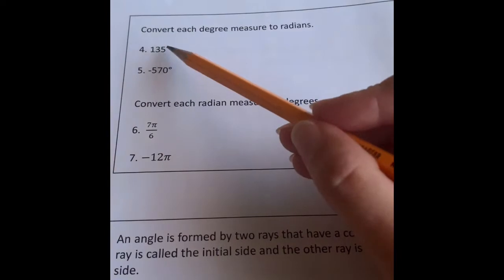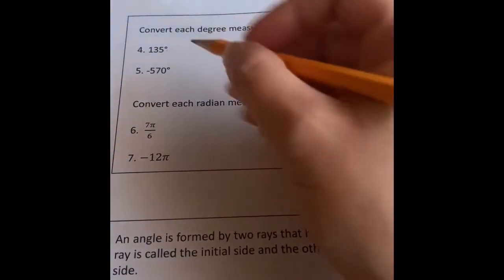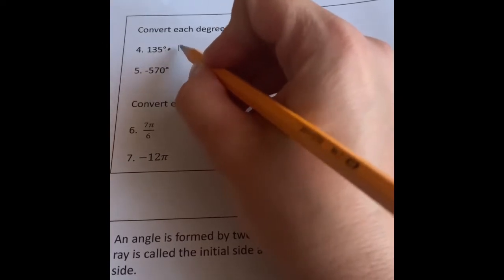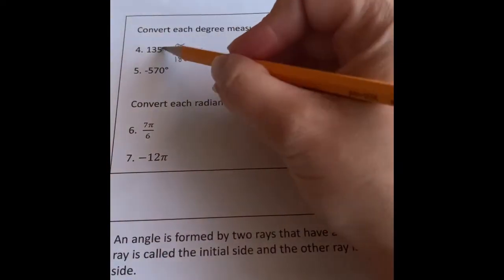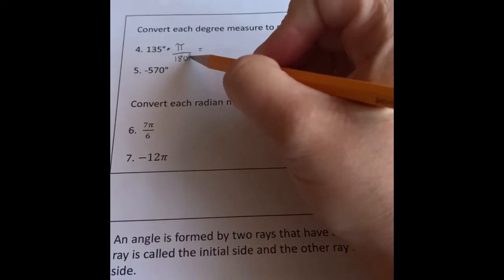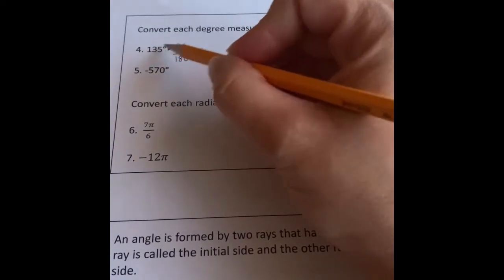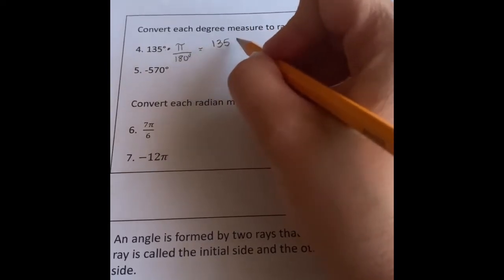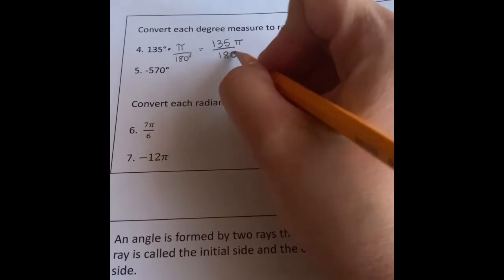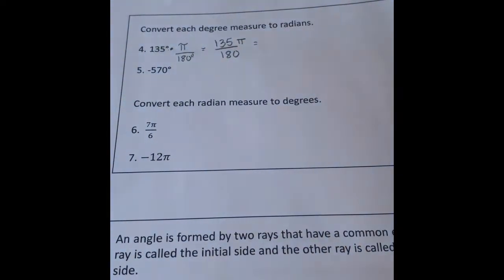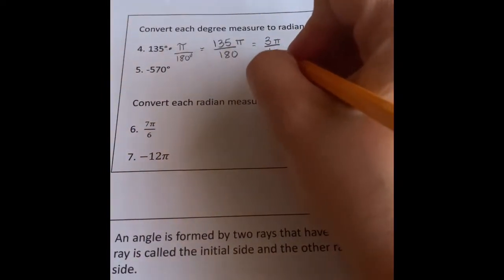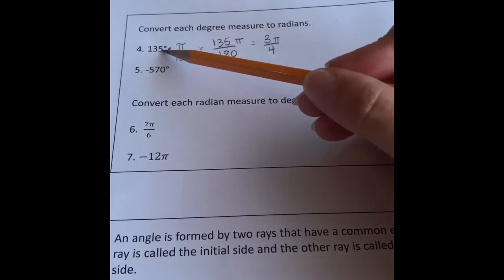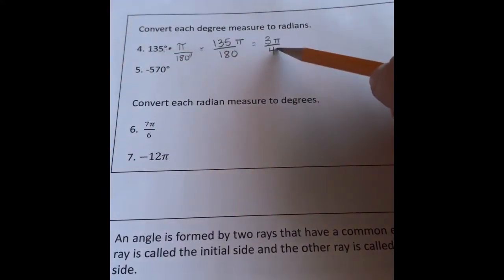So since this is a degree, obviously because there is a degree symbol from the previous slide, you're going to multiply that by pi over 180 degrees. Okay, so you have a degree symbol on the top of the fraction and you have a degree symbol on the bottom of the fraction. Those degree symbols are going to cancel each other out. So you have 135 pi over 180. Now using your calculator, you want to put in 135 all over 180, and it simplifies to be 3 pi over 4. So that means that 135 degrees is the same thing as saying 3 pi over 4 radians.